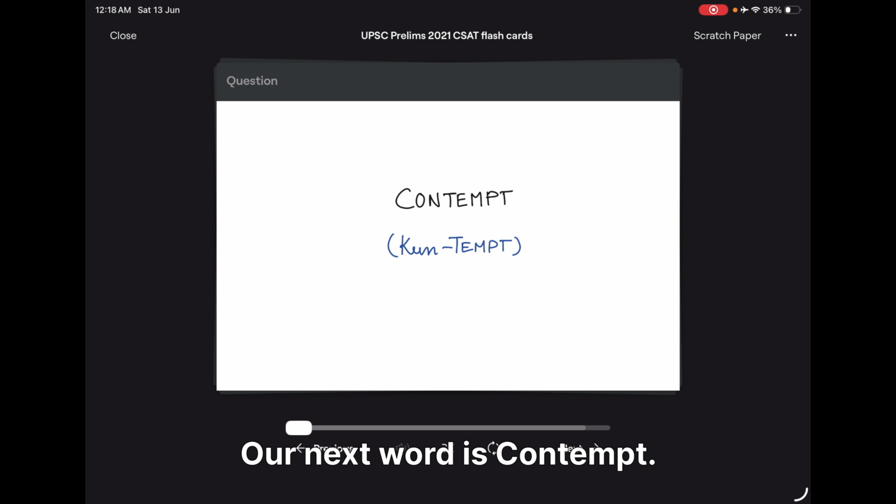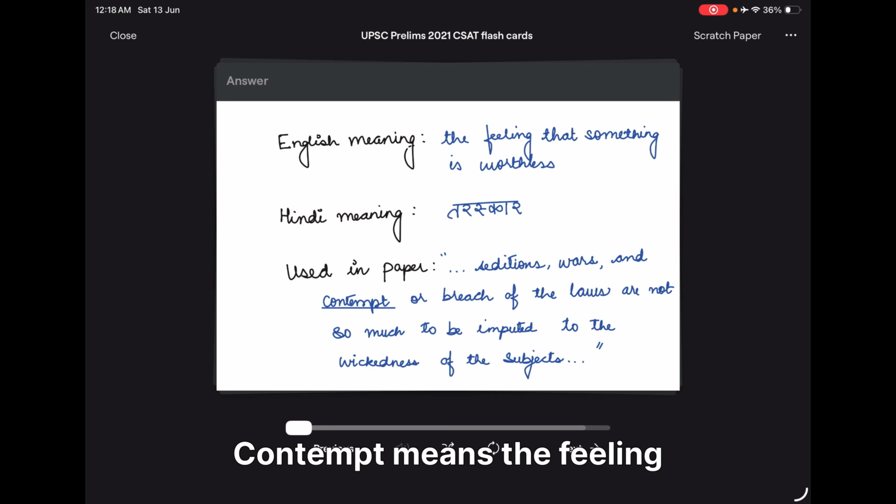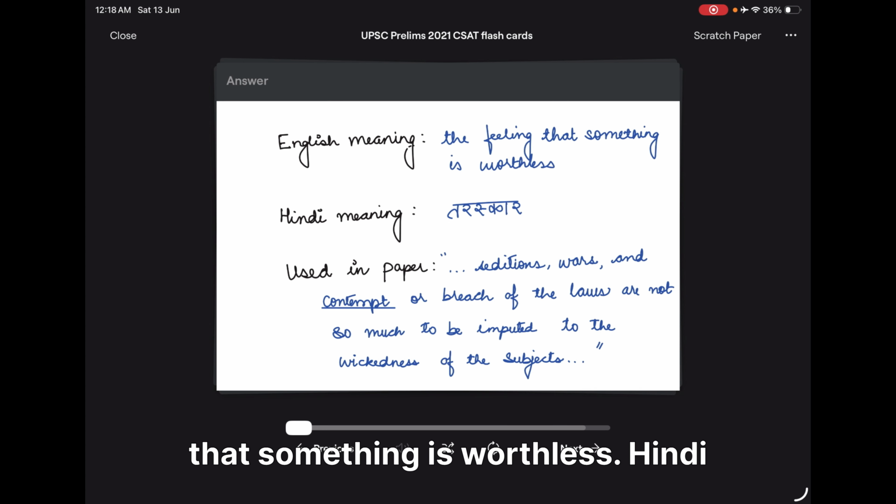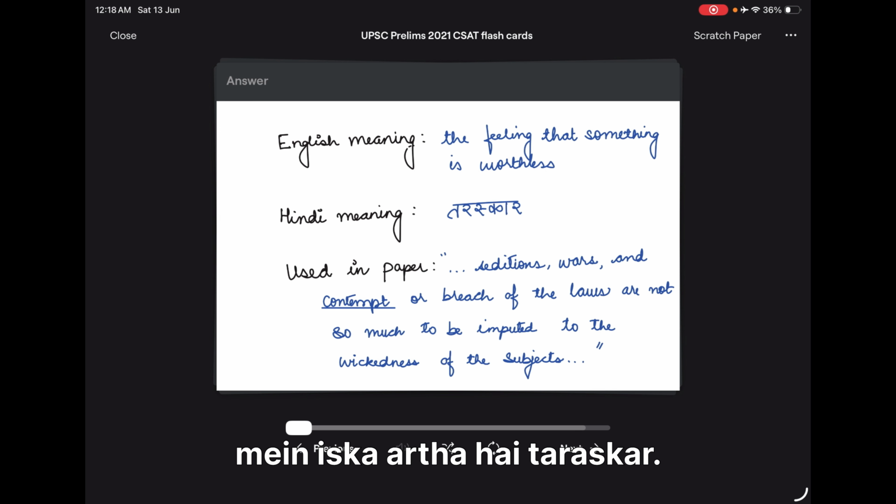Our next word is contempt. Contempt means the feeling that something is worthless. हिंदी में इसका अर्थ है तिरस्कार. In the paper it was used as sedition, wars and contempt or breach of the laws are not so much to be imputed to the wickedness of the subjects.